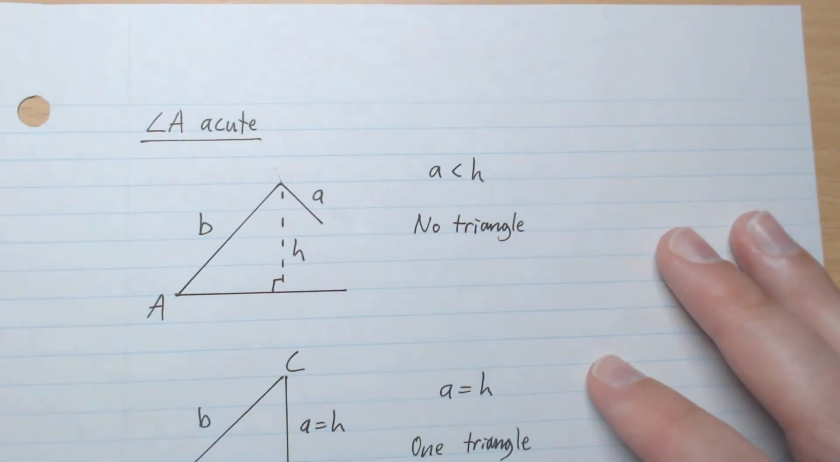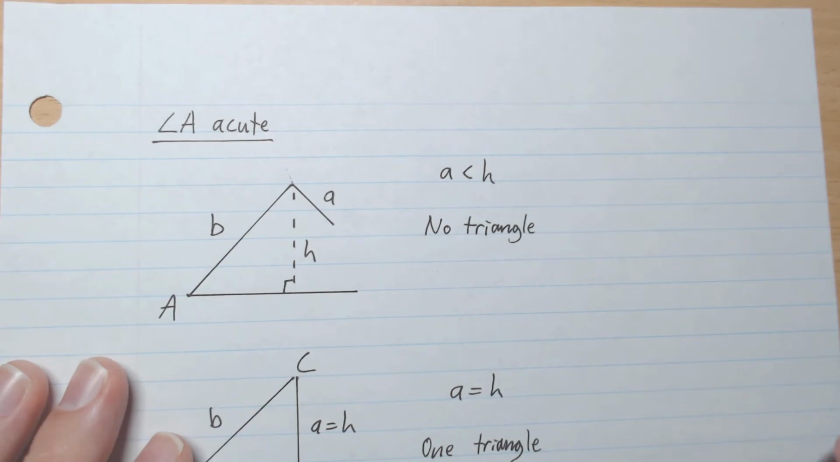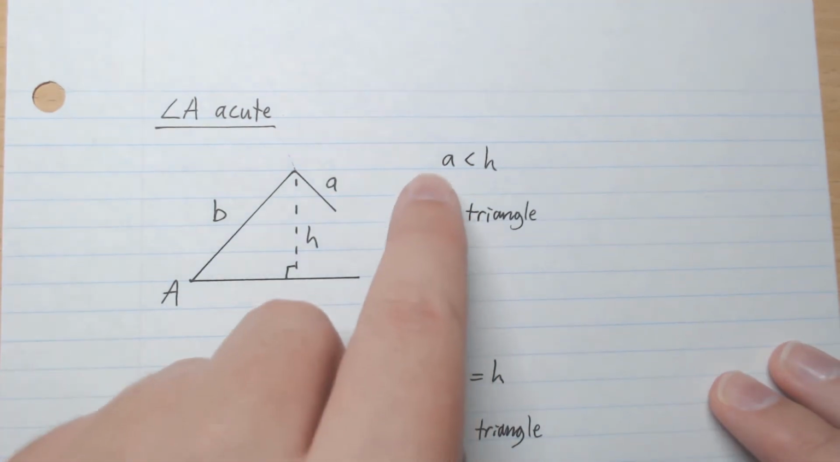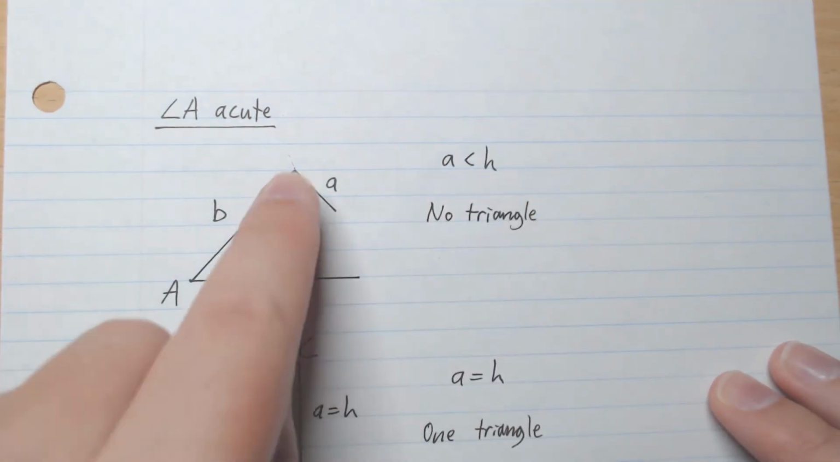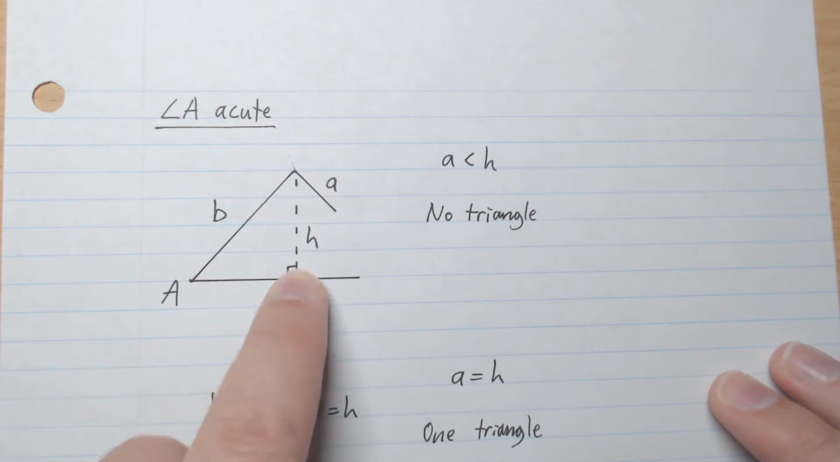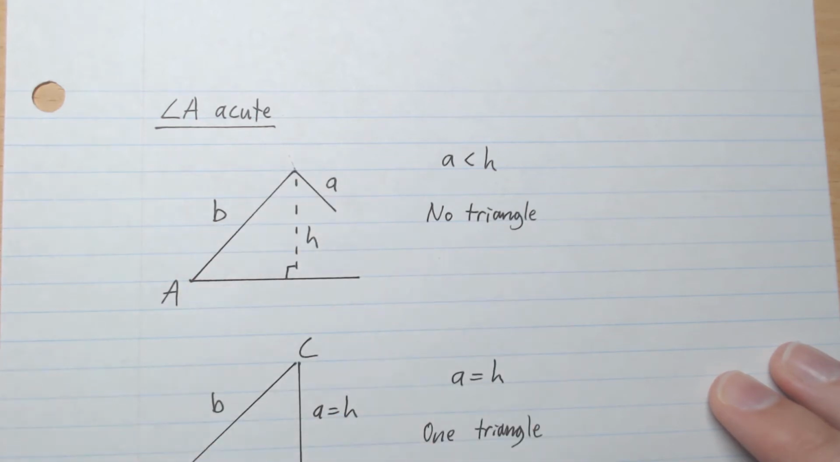Okay, different possibilities. Here we go. If angle A is acute, less than 90, we can have side A being less than H. So here's our side A being less than H. This gives no triangle. All of these cases that I'm going to share with you, go ahead and copy them because we're going to be referring to them throughout the lesson.